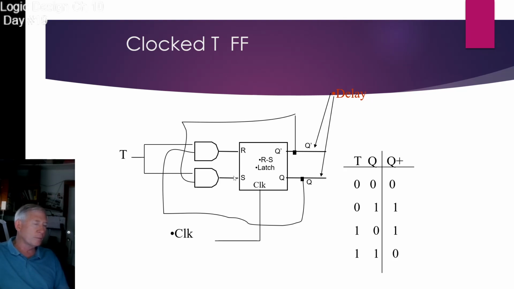But what happens in this case is every clock pulse, this latch will switch. If it's 0, it'll be set. If it's set, it'll be cleared. And that keeps happening. So it just goes back and forth from 0 to 1. It toggles on every clock pulse.